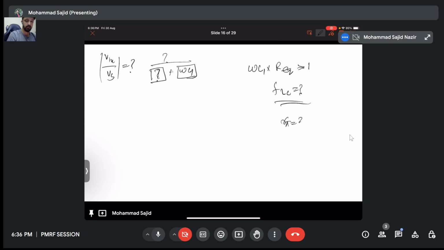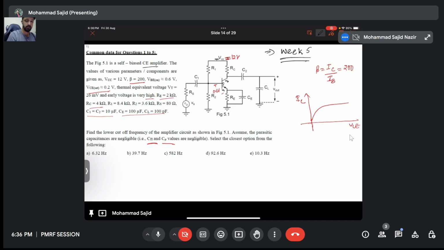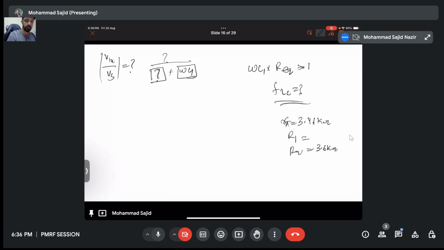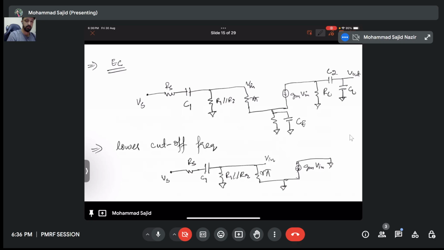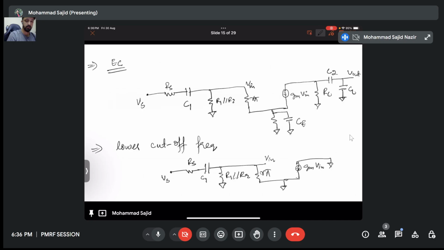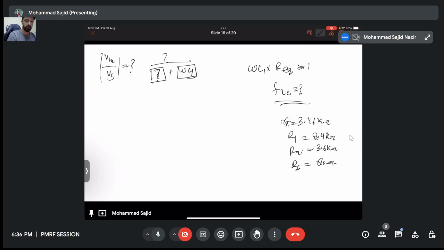R pi is 3.46 kilo ohm, and R1 is 8.4, R2 is 3.6 kilo ohm. Just do this. Now you can do this. You don't need anything else. RS, you need RS. RS is 81. Give it a try now.